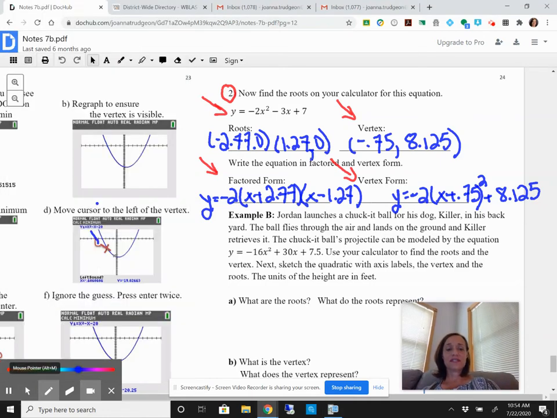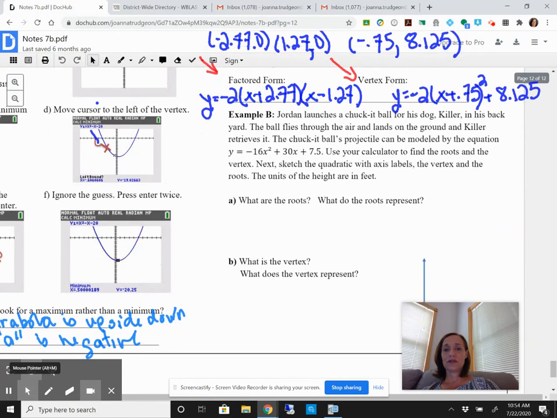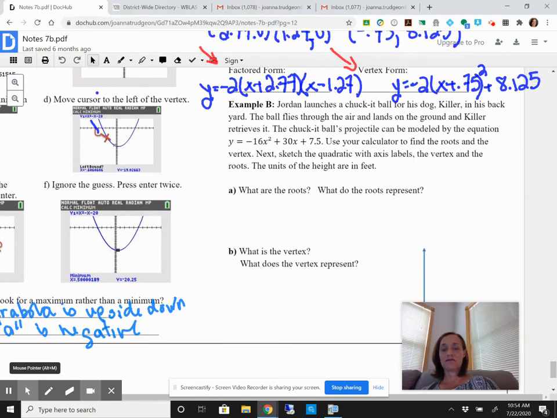Last question here, and this is just the story problem connection that we want you guys to be able to do. All right, so Jordan launches a chuck-it ball for his dog Killer in the backyard. The ball flies through the air and lands on the ground, and Killer retrieves it.